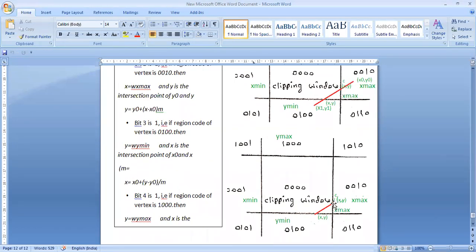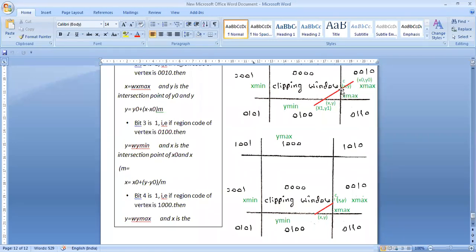This particular thing should come to here. That means this x naught, which is here, should come to x max, correct? I am moving towards the x coordinate. That means this is x max. This line is x max. So this x naught should come to x max.